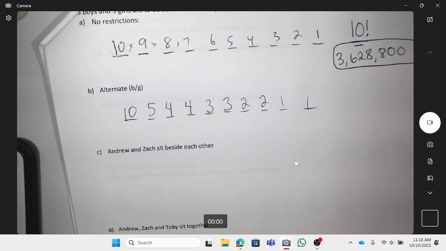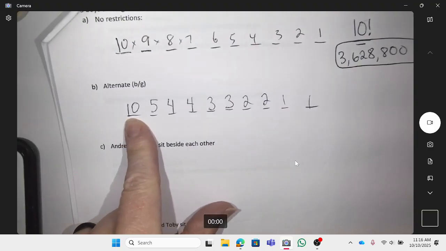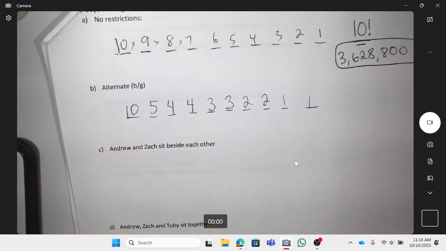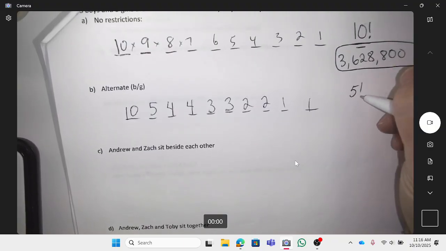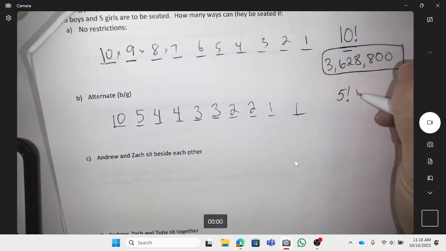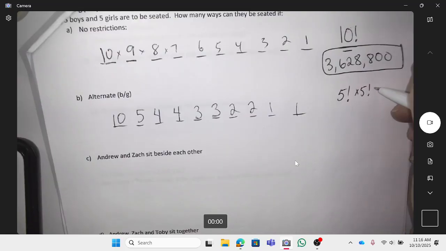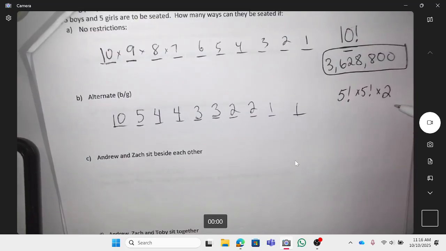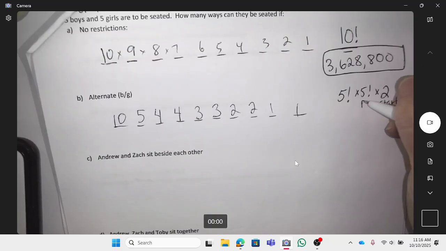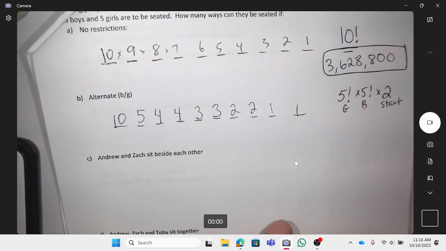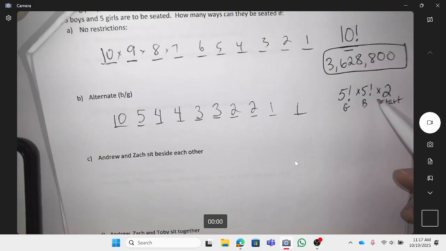Okay? Does that make sense why I started with 10 though? Because how could you have started? You could have started with a boy or started with a girl. Another way to think about this is 5 factorial for the girls times 5 factorial for the boys times 2 because you had 2 options to start. That's another way to think about it. If that confuses you, don't think it like that, but that is why there's a 10 in there, because you had 2 options to start, so you're timesing one of the 5s by a 2.